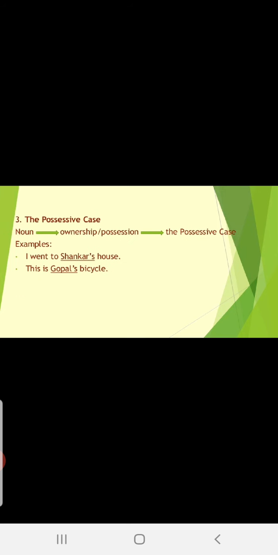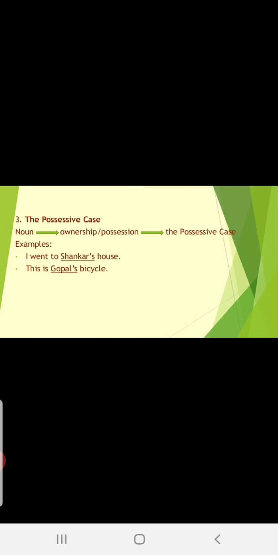Fine. Now the possessive case. Noun, ownership or possession. See, possessive means which belongs to. Always remember possession. In case if you have a cycle, this cycle belongs to me. That means that cycle is your possession, right? If I ask to whom the cycle belongs to, it belongs to Shankar. Means this is Shankar's cycle. See, I am giving the possession to Shankar. Shankar's apostrophe S. That is possessive case. Always remember, when we give apostrophe to the noun, it becomes possessive case of noun.